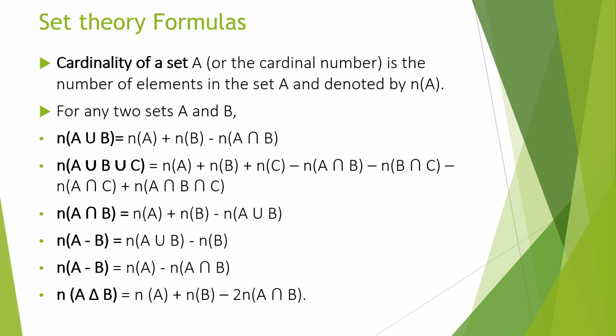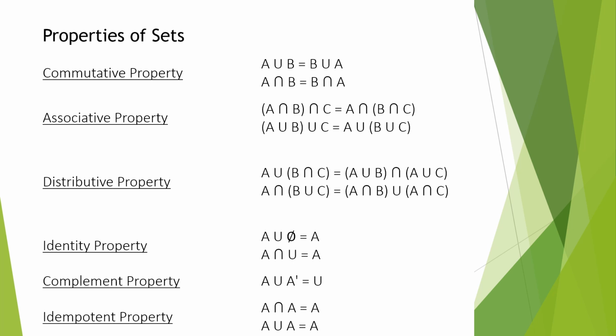And this you will be able to prove once you understand the concept. n of A symmetric difference B is the number of elements in A plus the number of elements in B minus 2 into the number of elements of A intersection B. You already know some properties for different operations like addition and subtraction. Similarly, for sets also you have the properties.